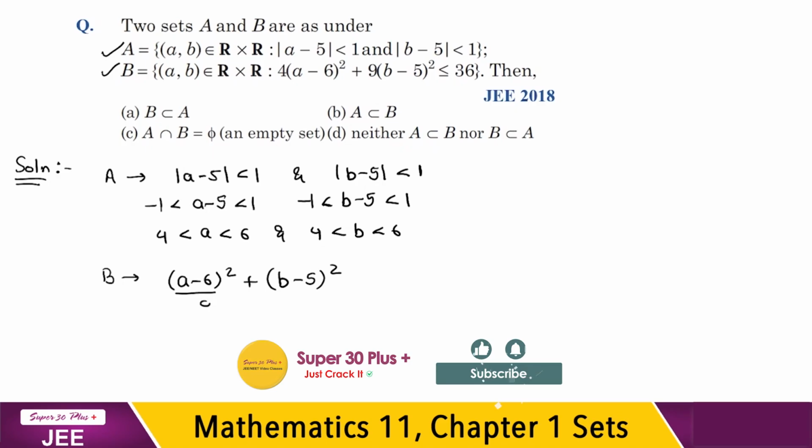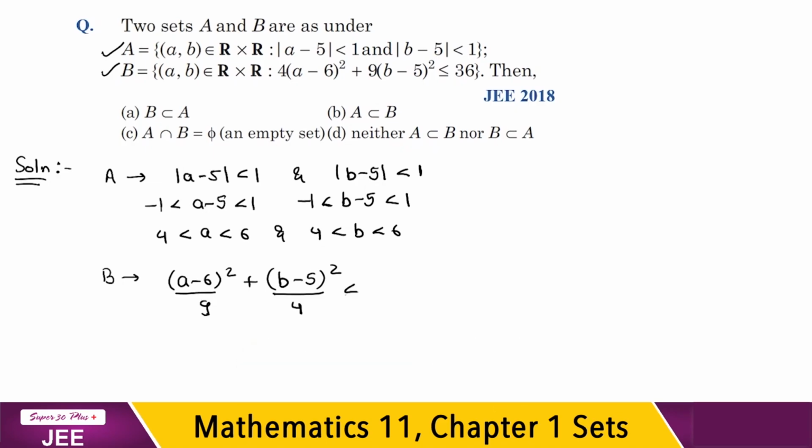This will be divided by 9 and this will be divided by 4 is less than or equal to 1. What we have done? We have simply divided the inequality throughout by 36 in order to get this inequality. Now if we consider A and B as x's, this is going to be a region inside an ellipse whose center is at (6, 5), and this will indicate a square.